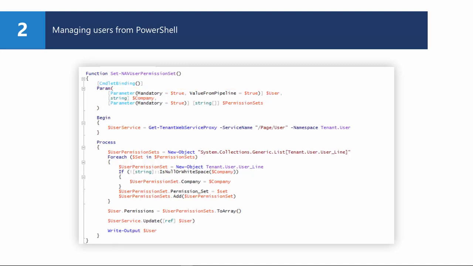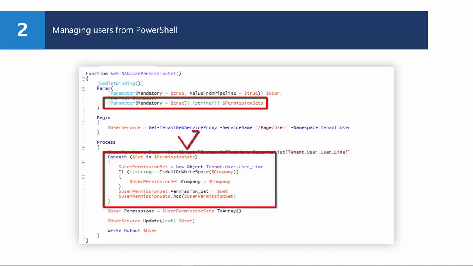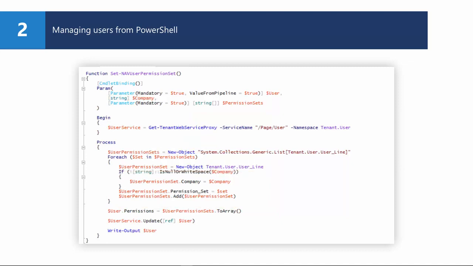Let's understand how it does so. First, it receives an array of permission sets from the parameter. Then, for each one of those, it instantiates an instance of the tenant.user.userLine object. This comes from the user page web service, where the user line subpage lists user permission sets. Then it assigns the permission set and the company, and after the for each loop completes, it assigns the array to the permissions property of the user object. Then it simply calls the update method on the user page web service and writes the updated user to the pipeline.